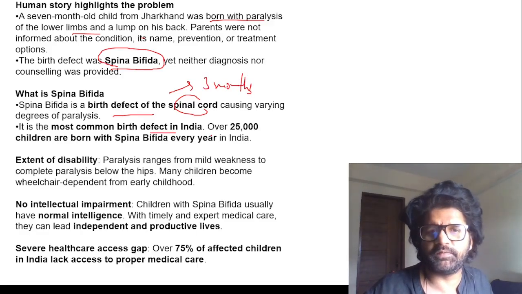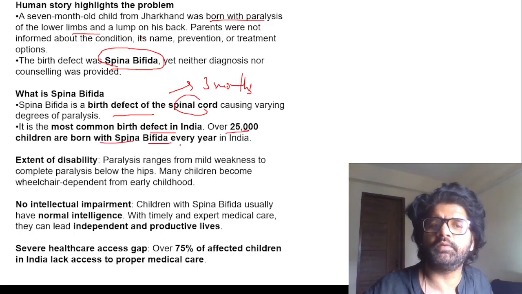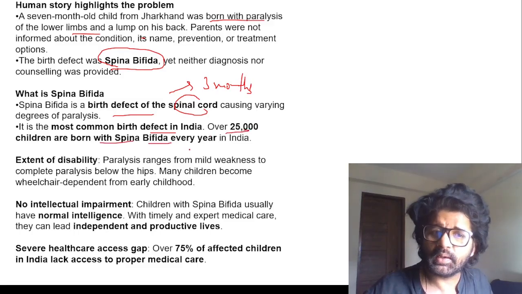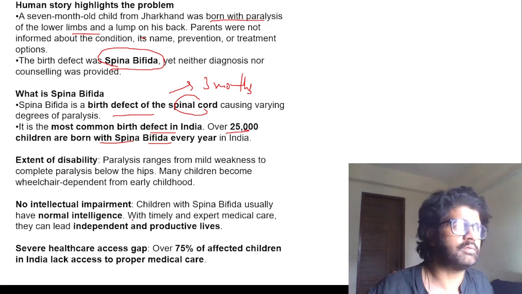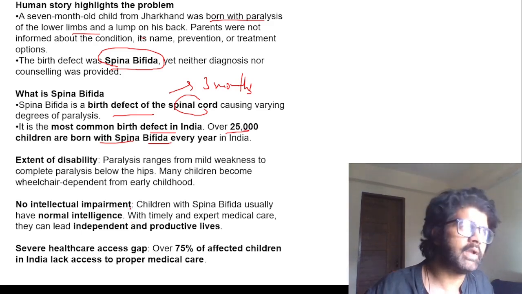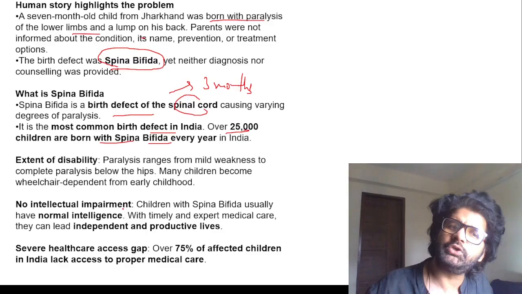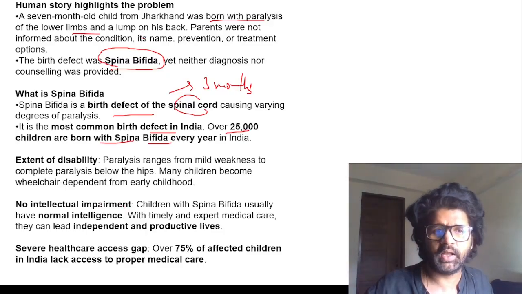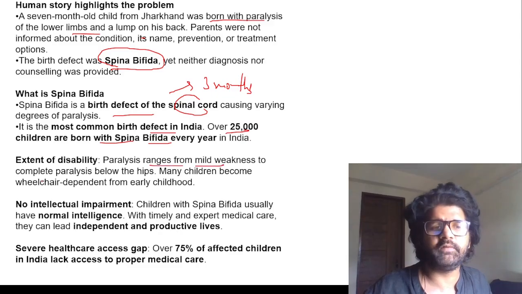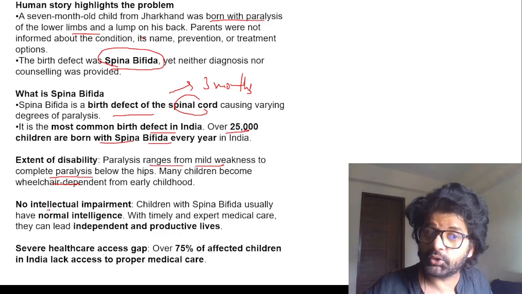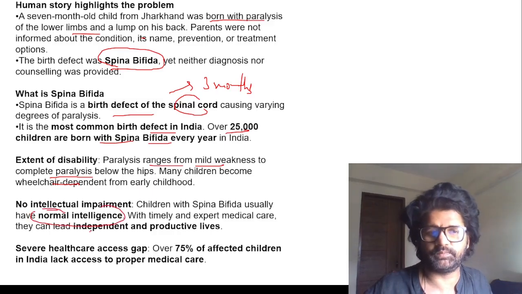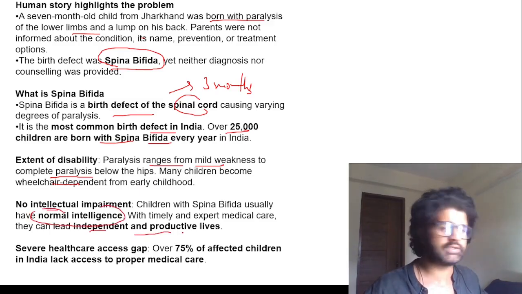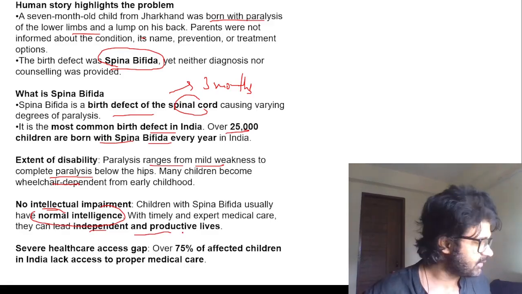It is the most common birth defect in India. 25,000 children are born with spina bifida every year. If you just do one thing, folic acid fortification, vitamin B9, and B12 also, it plays a crucial role in preventing these birth defects. The extent of disability, paralysis, ranges from mild weakness to complete paralysis below the hips. Many children become wheelchair dependent. But intellectually, they have normal intelligence. They can lead independent and productive lives. It's just that it can impact them physically.